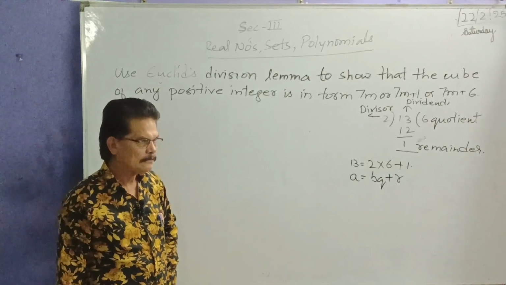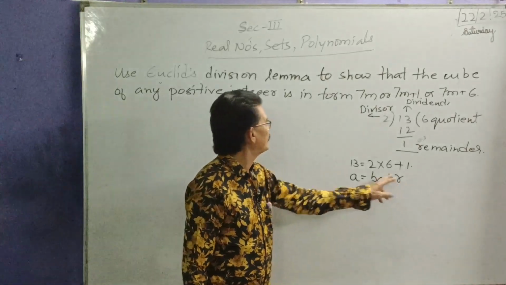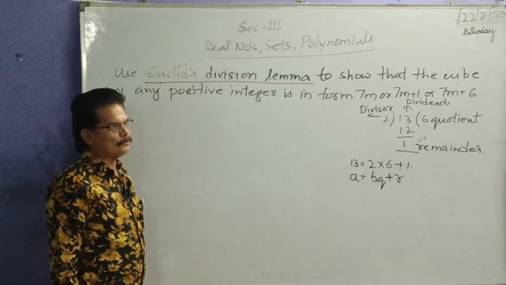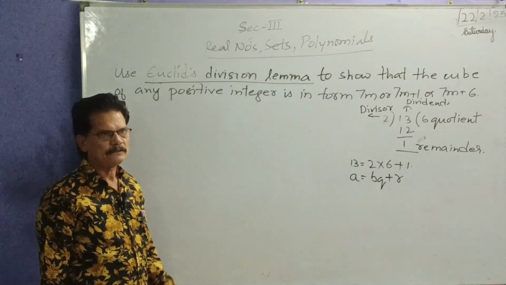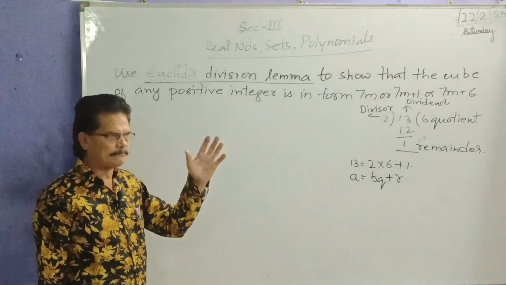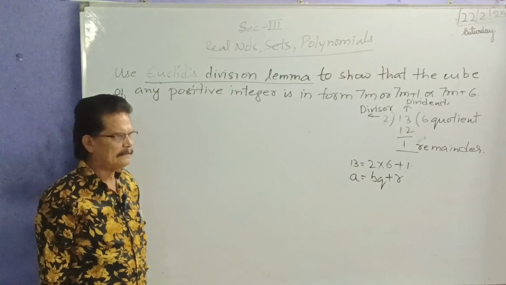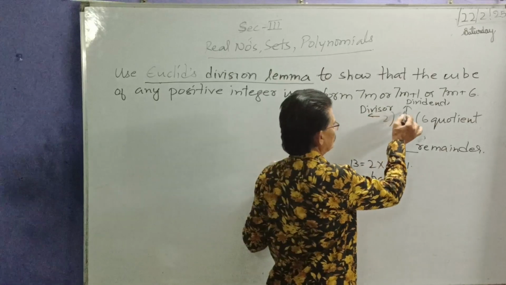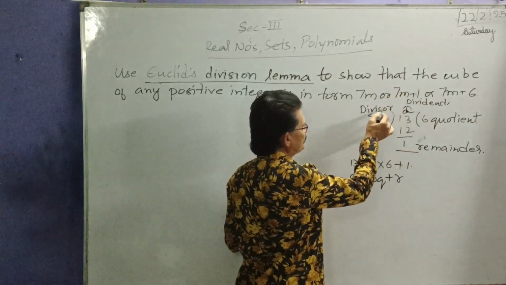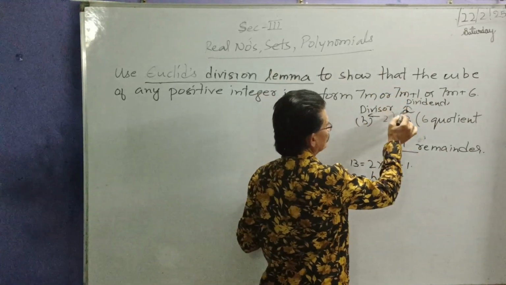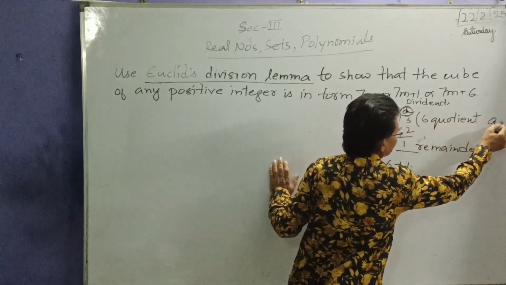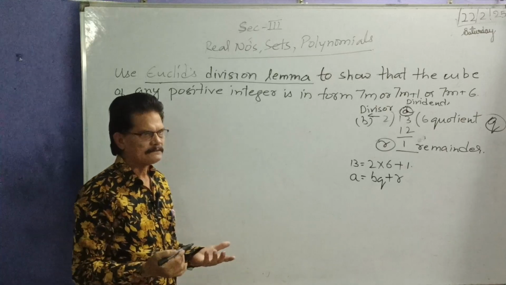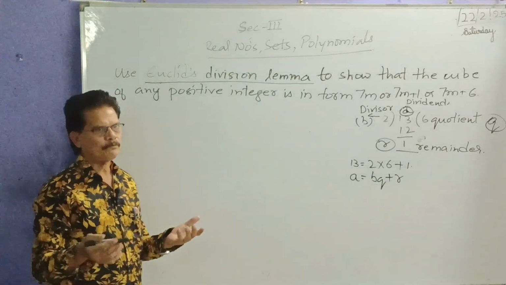Okay, so a is equal to bq plus r is Euclid's division lemma, or Euclid's division algorithm. Now what is a dividend? a. What is divisor? b. What is quotient? q. And what is remainder? r. The relation is a = bq + r.